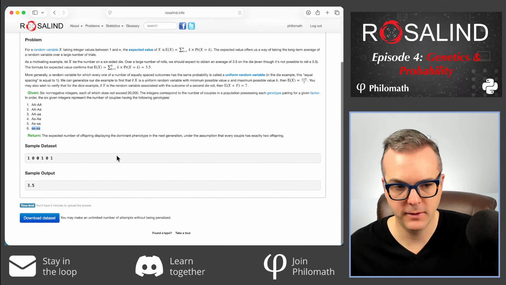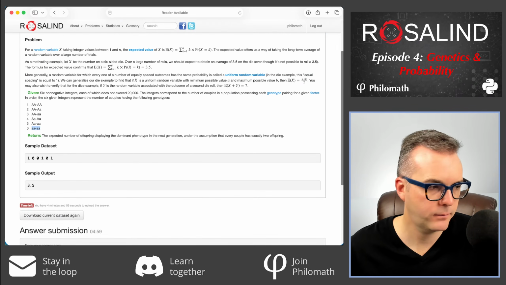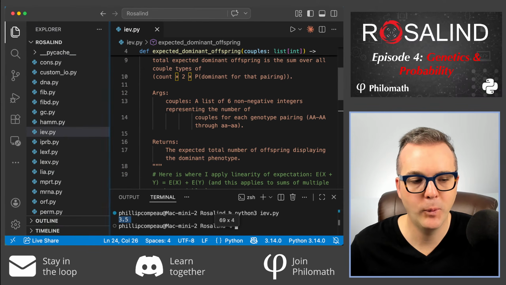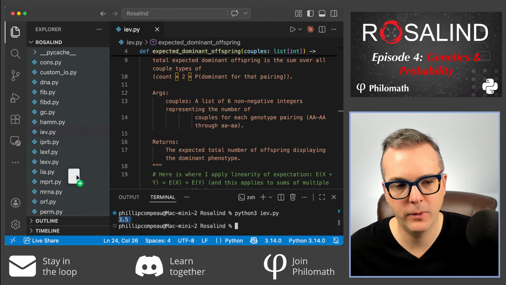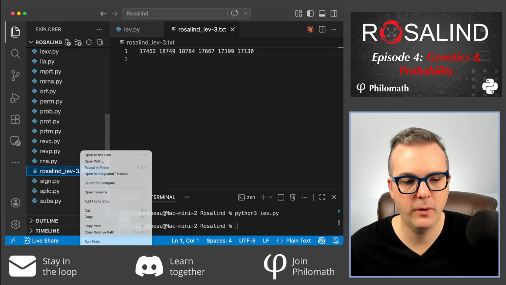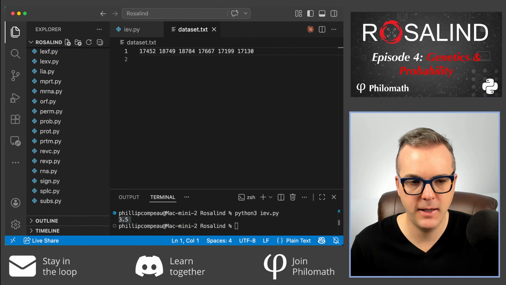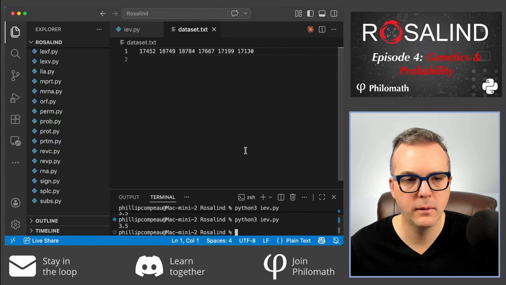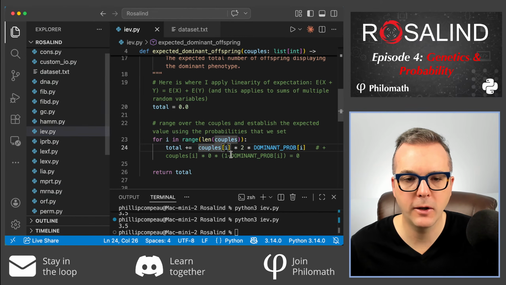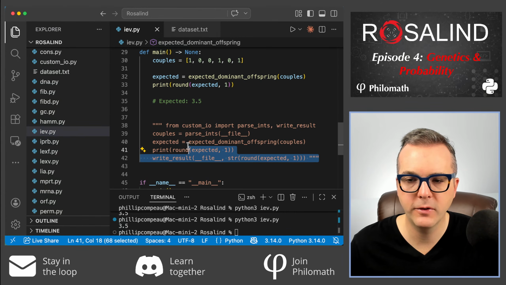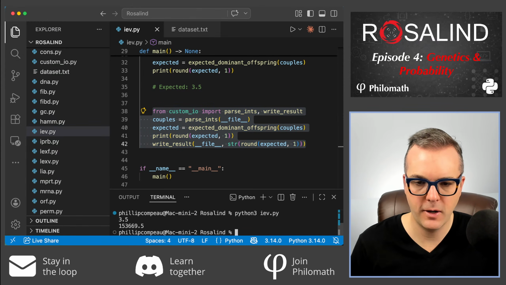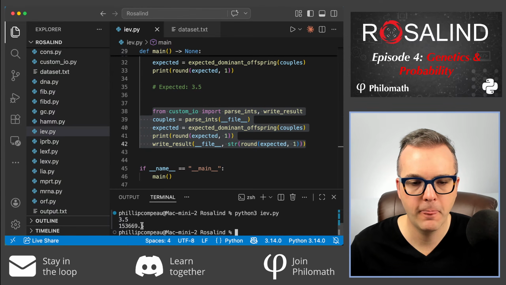So we will go to Rosalind. We'll get ourselves a data set, and we'll put that into our folder and make sure that it's named dataset.txt. Run our code again, and make sure that I actually have the parsing part for our data set uncommented. Let's try it again. All right.